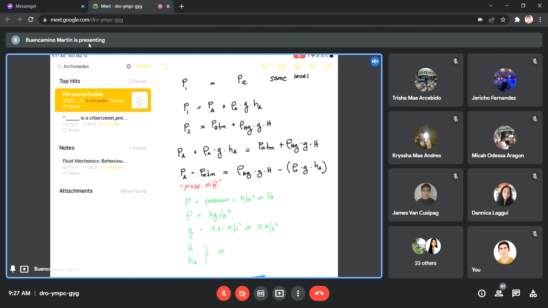And if pressure is in Pascal or Newton per meter square, then rho would be in kilogram per cubic meter, and g is of course 9.81 meters per second square, or we can also use 10 meters per second square. This is accepted in engineering calculations. And our h, or h sub A, would also be in meter. So these are the units that can be used, using the metric system of units. Okay.